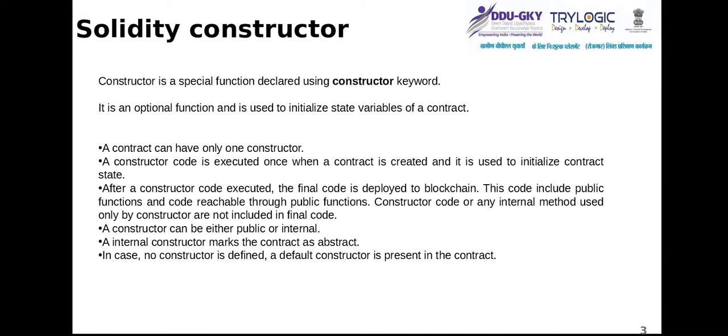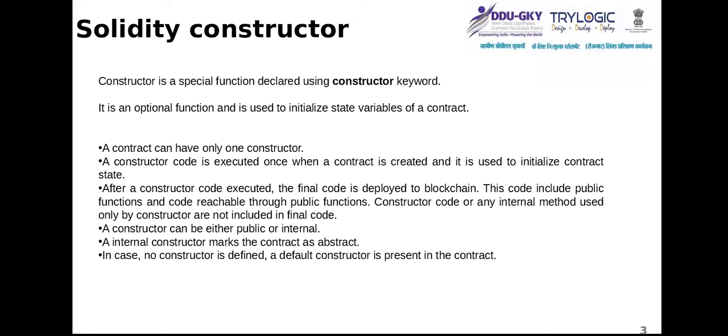We have one contract can have only one constructor. There are some facts here. One contract can have only one constructor, and constructor code is executed once when a contract is created. As we know, this is to initialize the state, to initialize the variables, to allocate initial memory. So it will run only once.